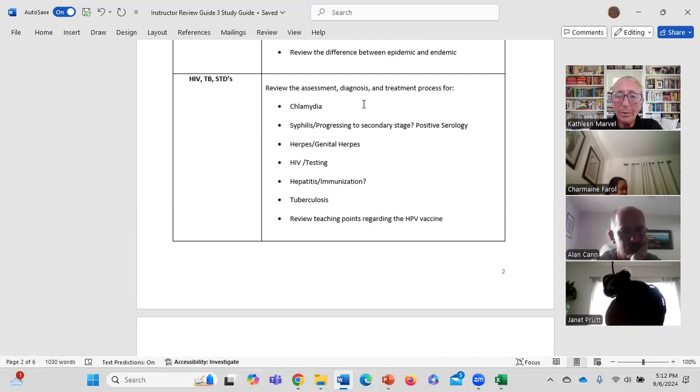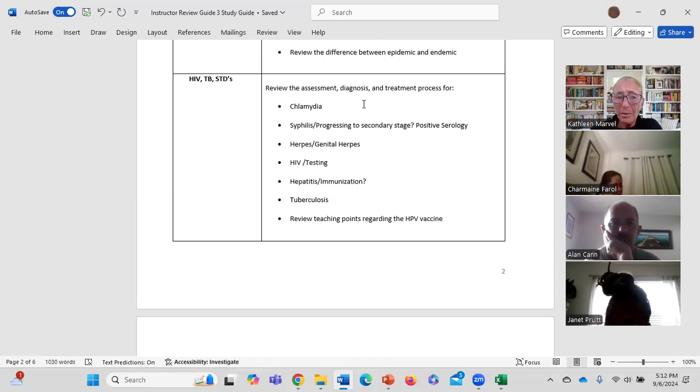We talked a little bit about TB. We've already talked about TB. What about the HPV vaccine? Did we review some teaching points about that? And really with all vaccines, it's not a guarantee that you'll never get hepatitis or HPV, but it certainly reduces the incidence of contracting it and maybe how ill you'll get. Right? We talked about that in class.